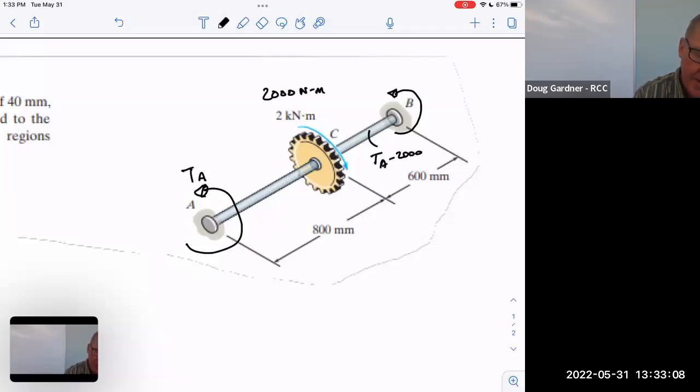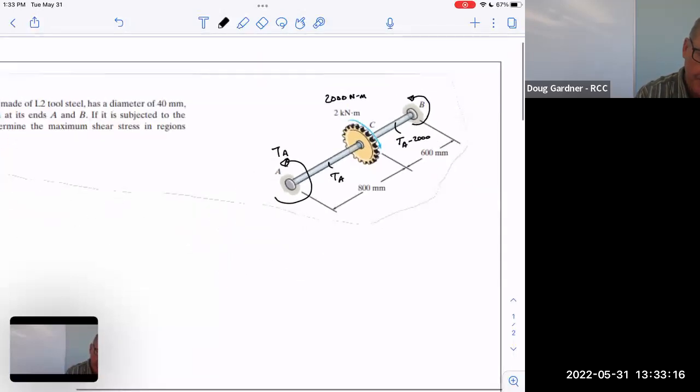That's the torque in there. The torque in here is just the torque of A. Again, sections and so forth. And so it's like, okay, cool, I get that.